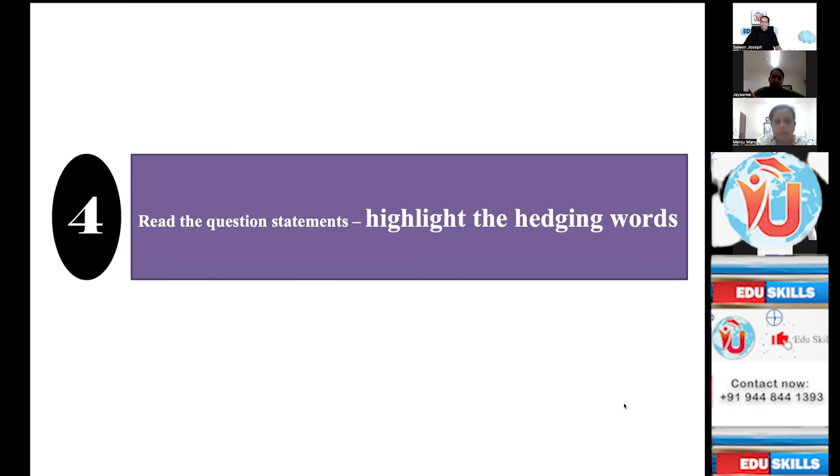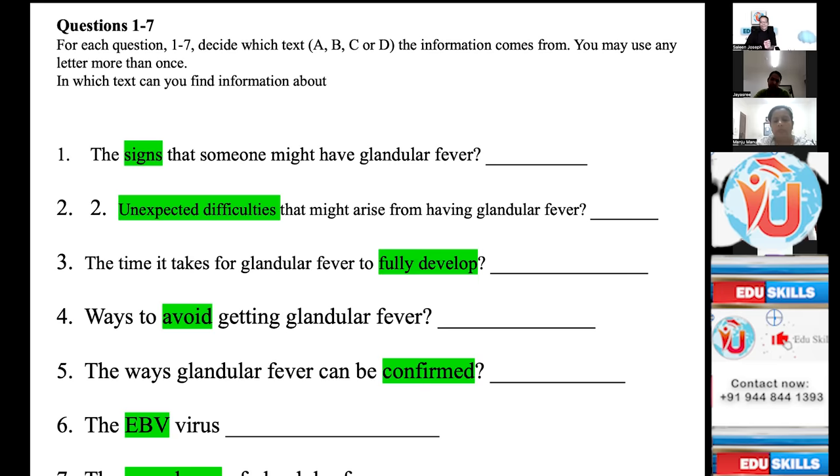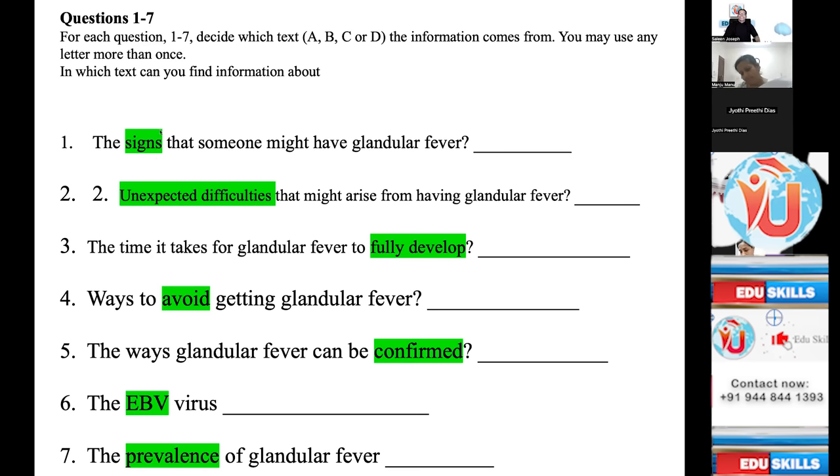And step number four: read the question statement and highlight the hedging words. Hedging words means keywords. Now you see, these are the hedging words here. The signs. Could you tell me, if you have no distraction in the background, in which paragraph they will speak about signs and symptoms? We have four headings, right? First one is description, diagnosis. So you speak about signs and symptoms? Diagnosis. The keyword is signs, symptoms, which means definitely diagnosis, right?